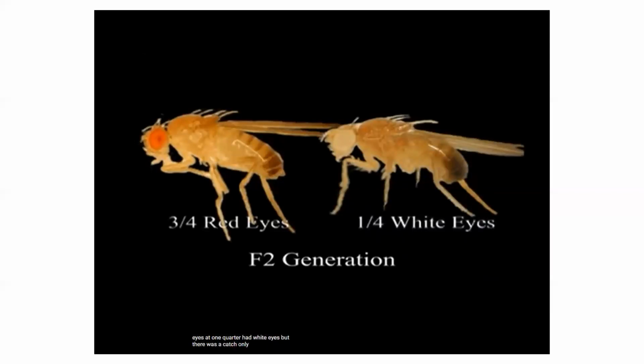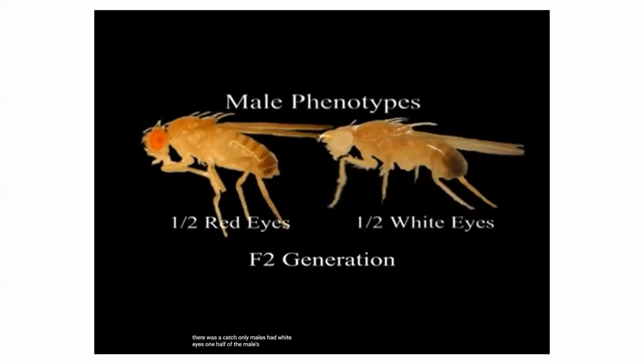But there was a catch. Only males had white eyes. 1/2 of the males had red eyes, and the other half white eyes. If sex and eye color were being inherited independently of one another, as Mendel would have predicted, then 1/2 the white-eyed individuals should be female. Obviously, eye color was somehow linked to sex.